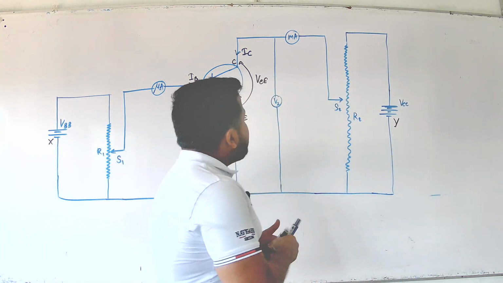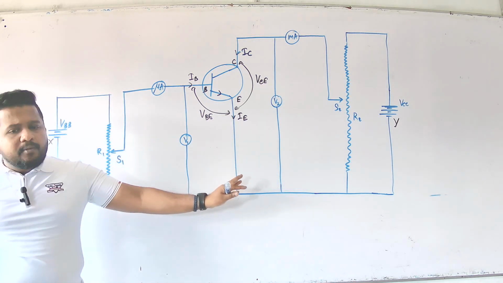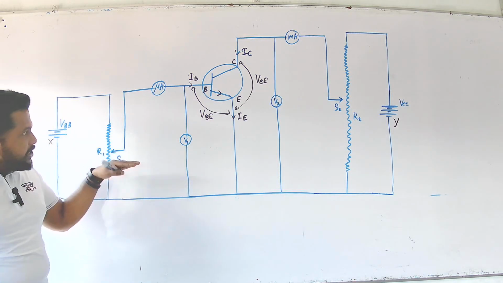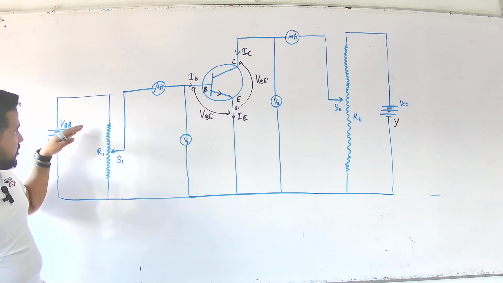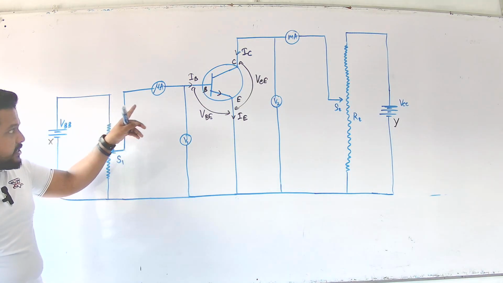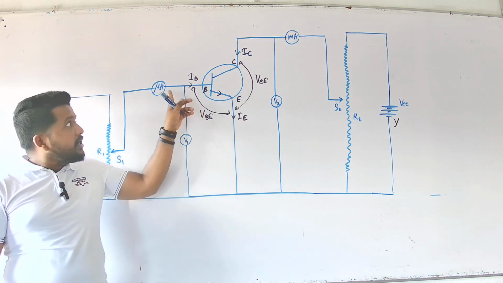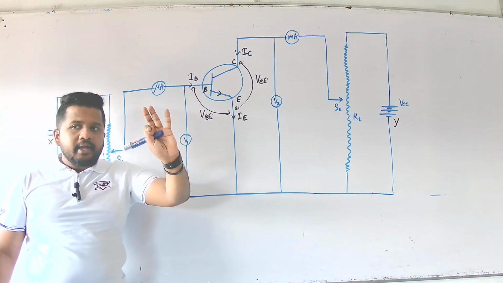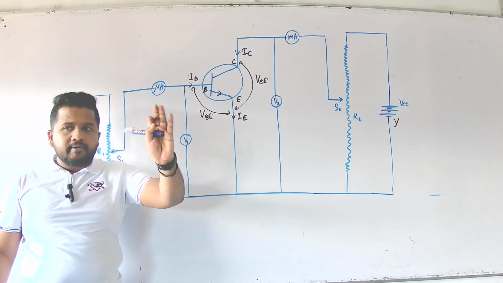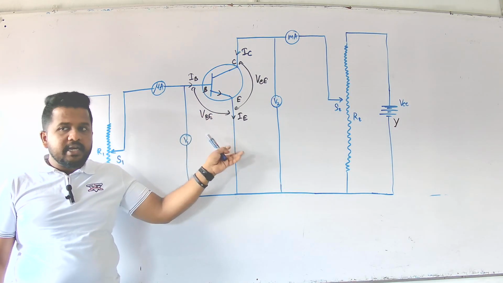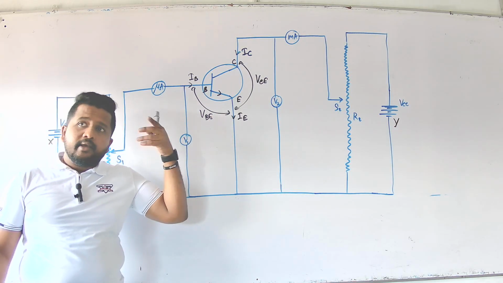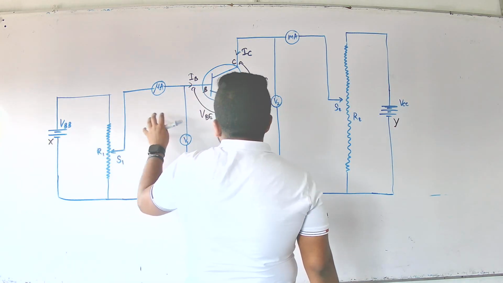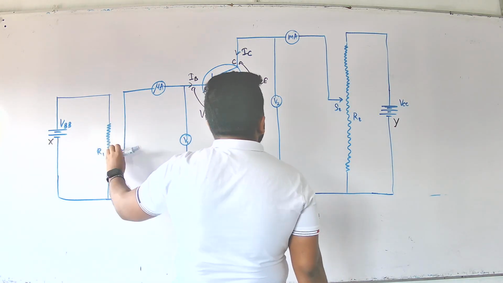So we are using this type of circuit to identify the characteristic curves. We can change this voltage, then we can change the VBE, then we can measure the IB. Then we can take the input characteristic, given by VBE and IB. Then for the transfer characteristics, we can change IB using the rheostat.